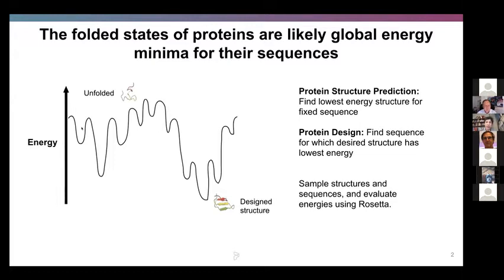So in this picture, if you want to do either of these problems, whether it is predict the structure of an already existing sequence or design a new sequence that will fold up to a new structure, the problems are first of all one of sampling through the very large number of possible structures and sequences, and then evaluating energies. And we have developed a program called Rosetta over the years for calculating energies to do these problems.